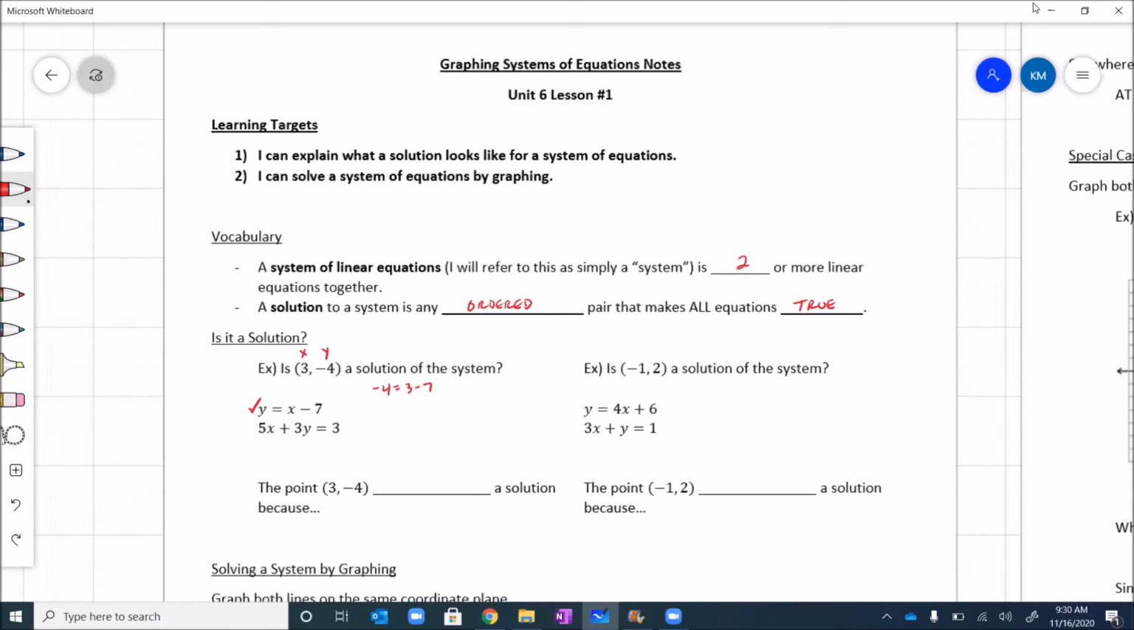So now we plug our values into the second one. X is 3. Y is -4. 5 times 3 is 15. Minus 12 equals 3. Great. Works for both. The point (3, -4) is a solution because it makes both equations true.